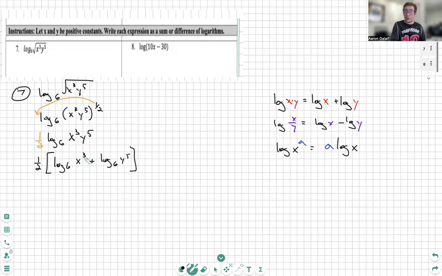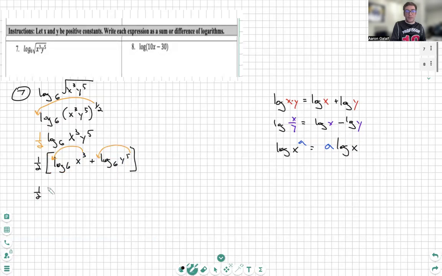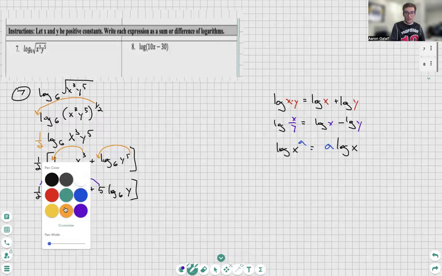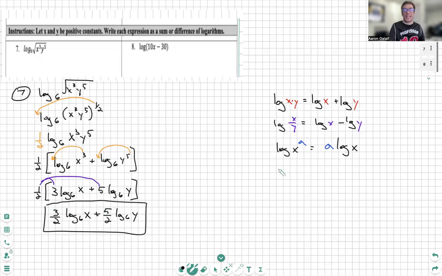Okay. Next, we see we have exponents still, and we need to push those to the front next. Okay, let's go for it. We have our 1/2 on the outside. We will write this as 3 log base 6 of x plus the 5 goes in the front, log 6 of y. Beautiful. Lastly, we're just going to distribute our 1/2 and we're done. We're going to write this as 3 over 2, because 3 times 1/2 is 3 over 2, log 6 of x plus 5 over 2 log 6 of y. And we are good to go with expanding that logarithm.